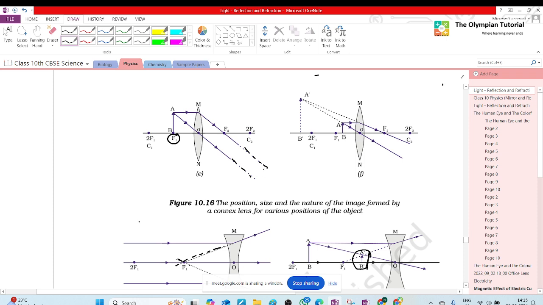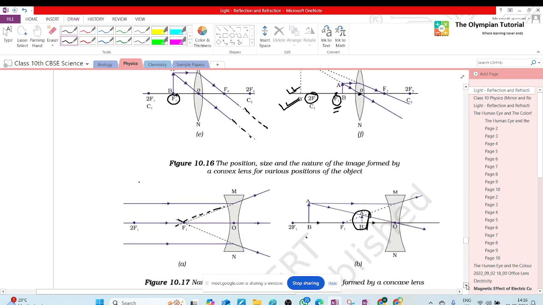Here if the object is at focus, the image will be formed at infinity and it will be enlarged. If the object is between f1 and the optical center, then the image formed is virtual and erect, beyond 2f1, and it is enlarged.